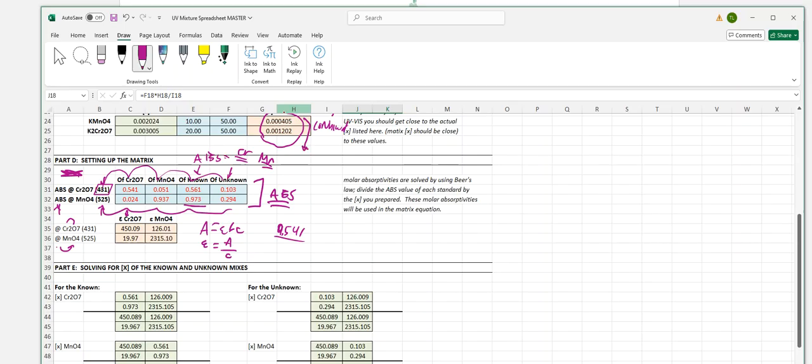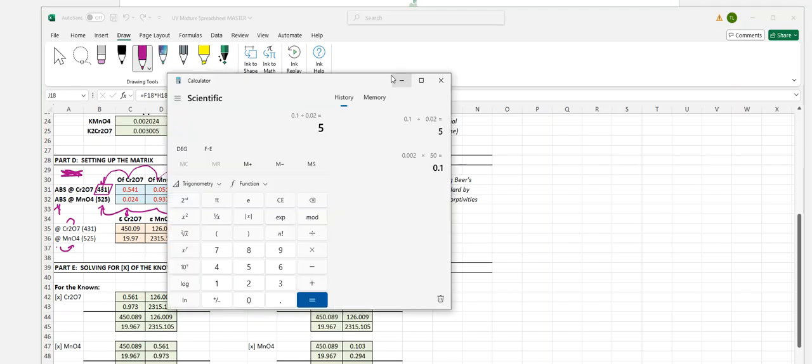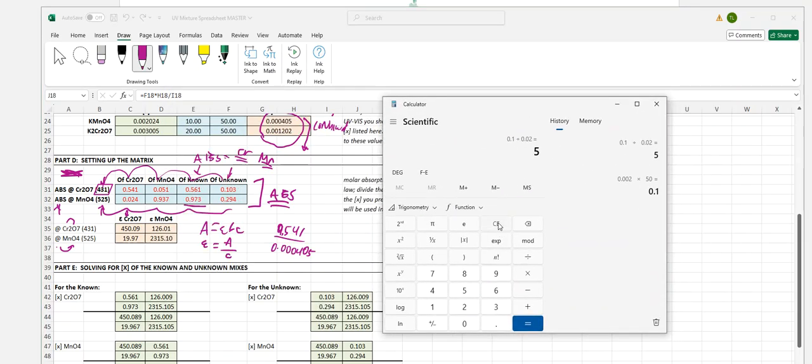This is what was used to make them and to run them, right? These were standards. So 0.000405. When you do that, if I pull up the calculator, I'm going to key in 0.541 divided by 0.000405. And I hit equal. What on earth?